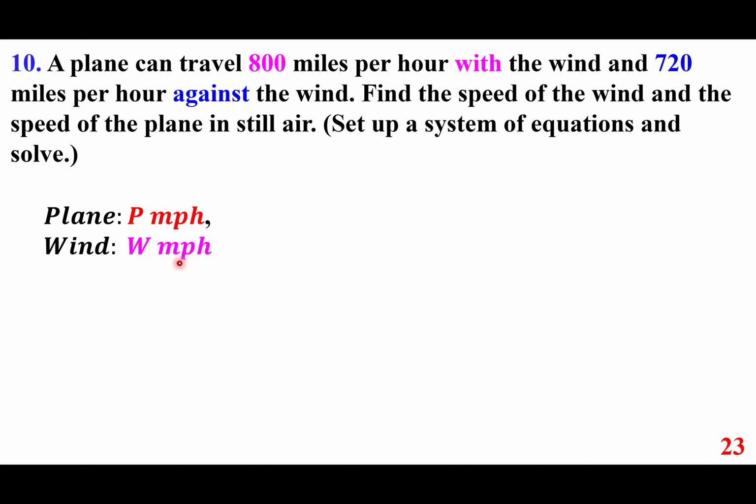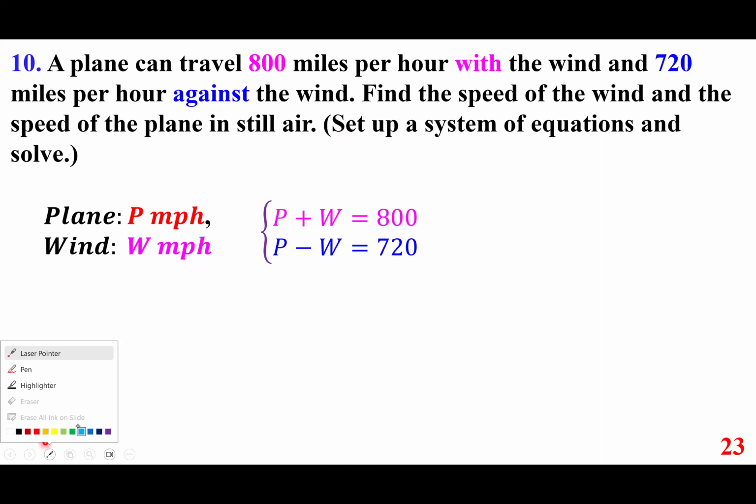So having said that, this means the sum of the two is 800, P plus W. And this means P minus W is 720. By the way, why P minus W? Of course, the speed of the plane is much more, otherwise it's not moving in the first place. So we can clearly see these two cancel each other. We get 2P equals 1520.